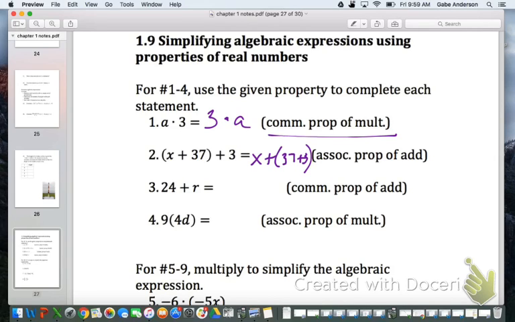And then I've got 24 plus r equals r plus 24. That would be the commutative property of addition. Once again, that looks really good. And then for the associative property, I've got 9 parentheses 4, 9 parentheses d.